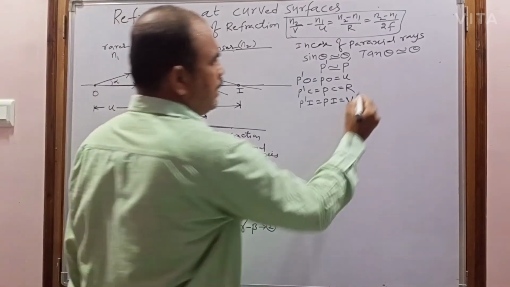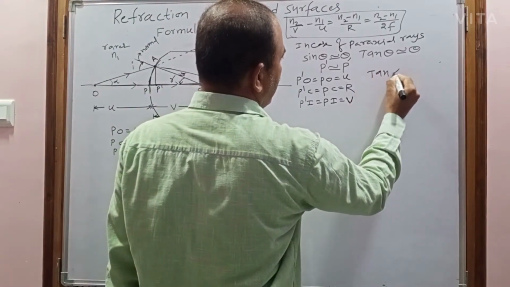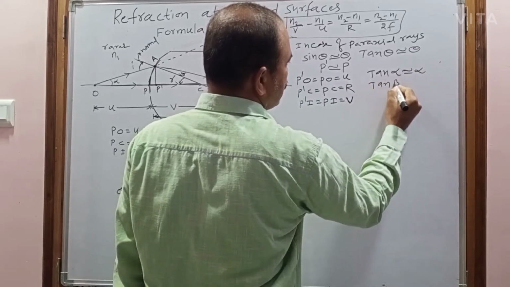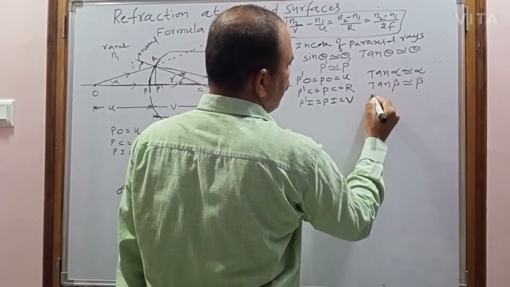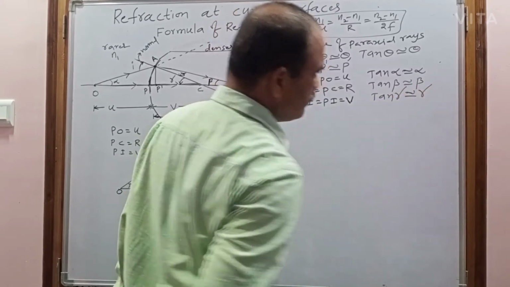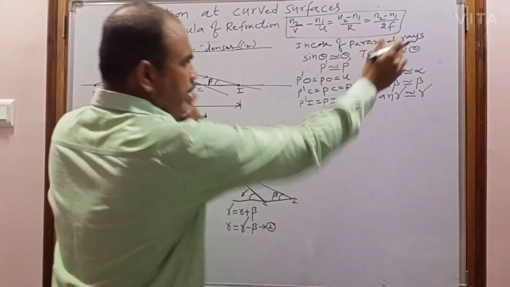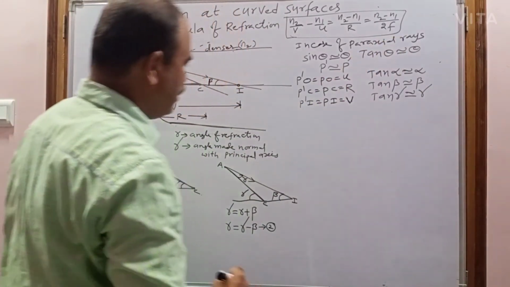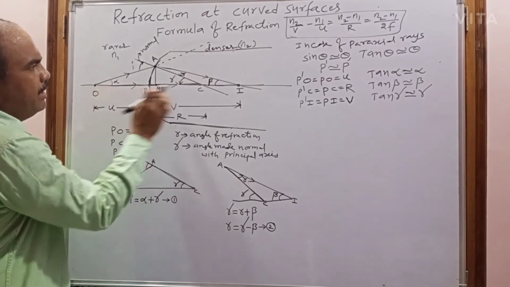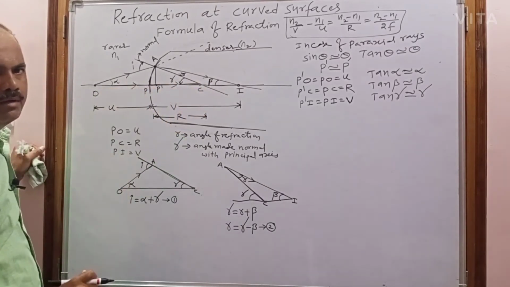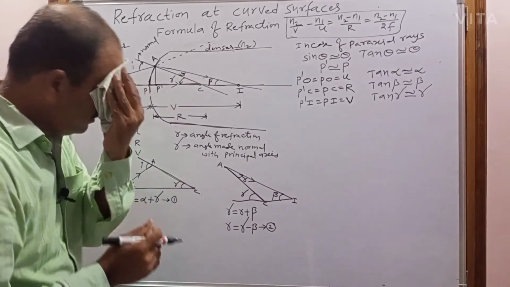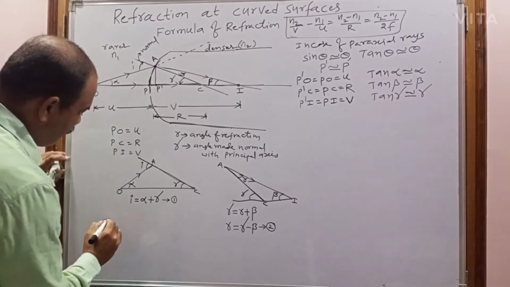If I find tan alpha, it can be taken as alpha. Tan beta can be taken as beta. Tan gamma can be taken as gamma, because tan theta can be taken as theta. Now come to the diagram. In this diagram, I am going to find tan alpha, tan beta and tan gamma. First of all, I am finding tan alpha.